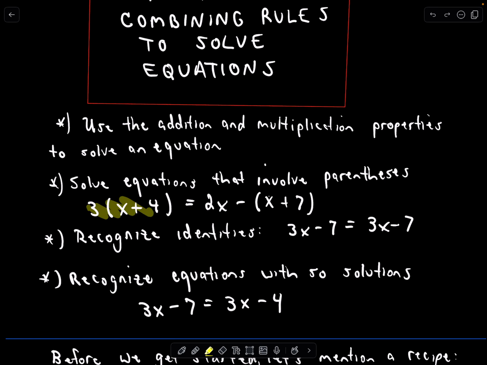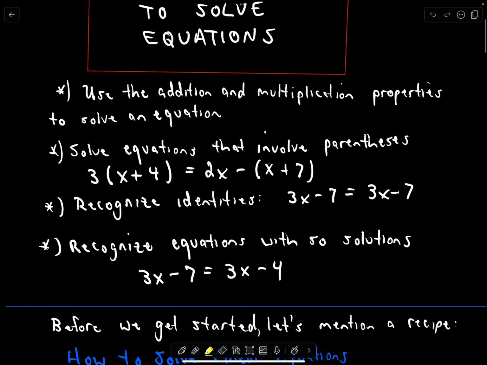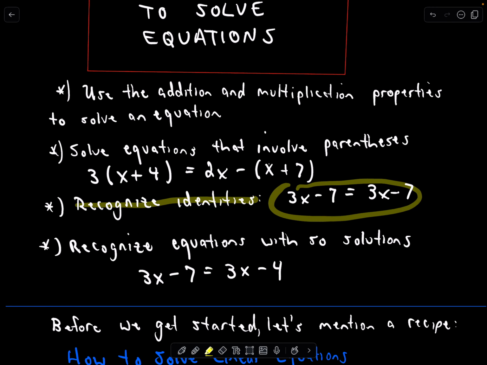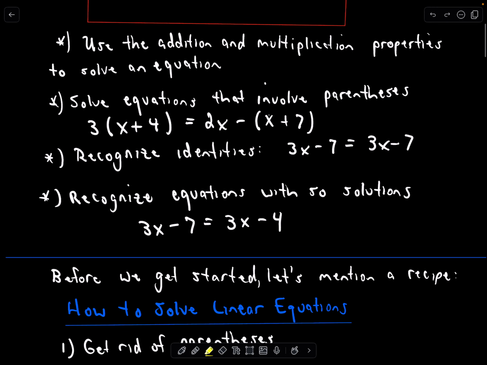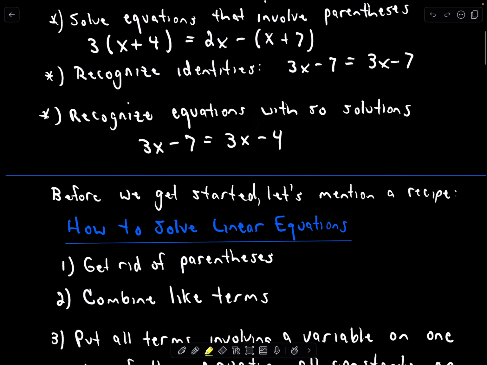We'll see some of these equations, for example, that involve some more parentheses, and I believe we have seen a couple of those. One new idea that we're going to talk about is going to be recognizing identities. So you can see, for example, I've got an equation that looks exactly the same, and we'll talk about those in a little bit more detail. And then not every type of linear equation has a solution. So we'll talk about recognizing equations with no solutions.